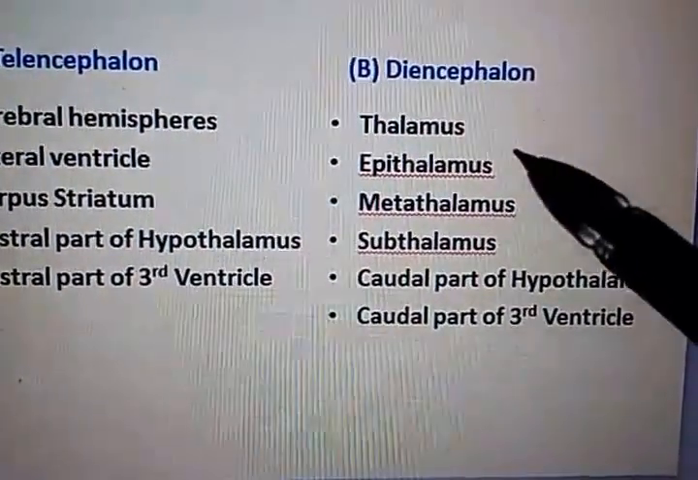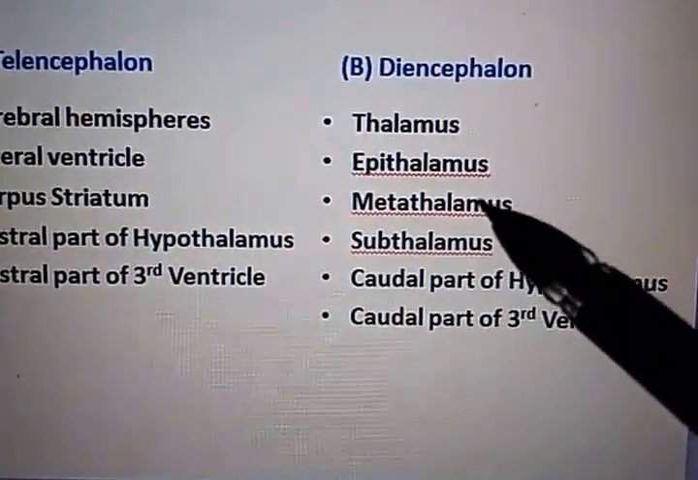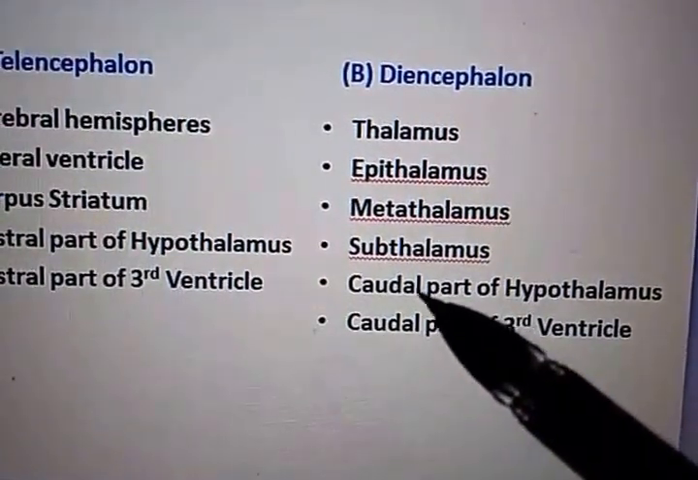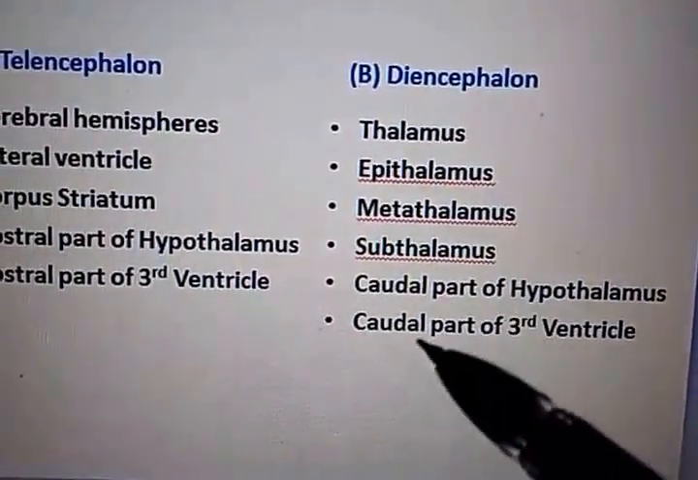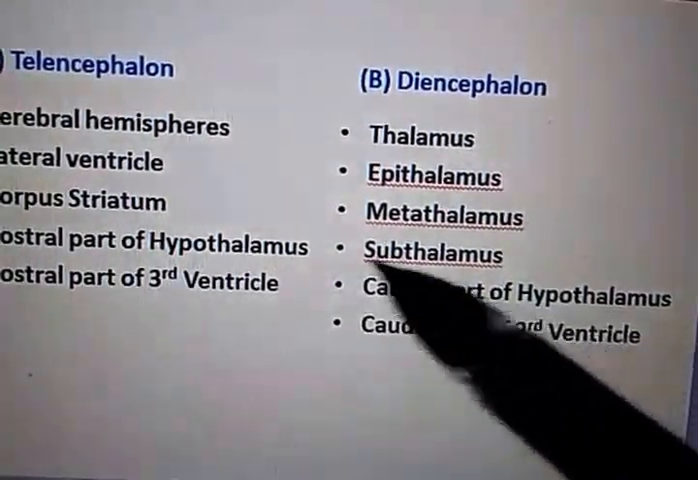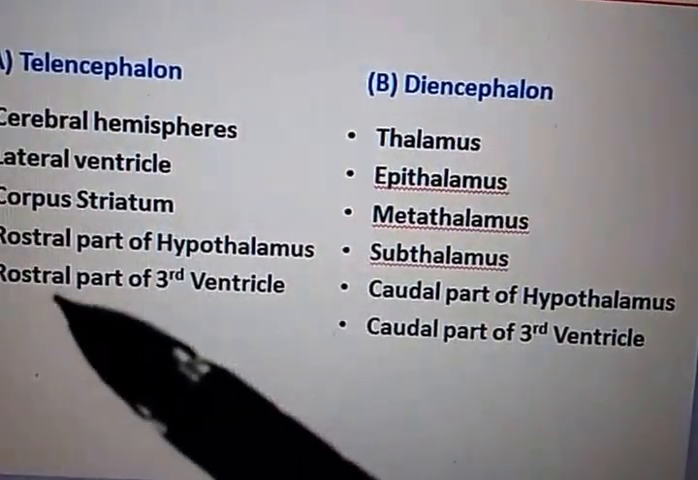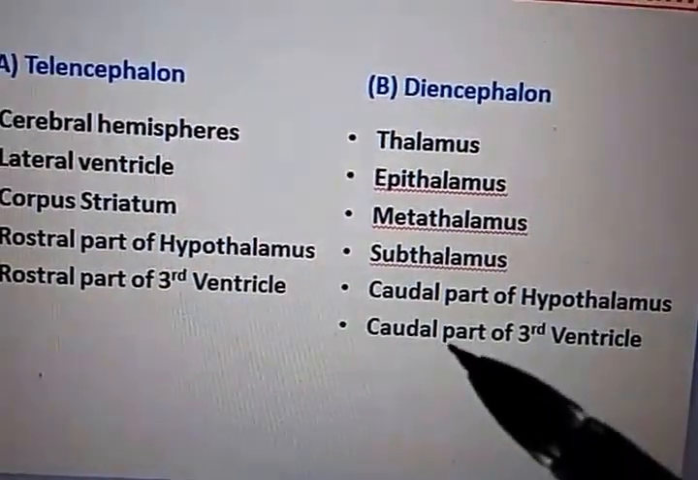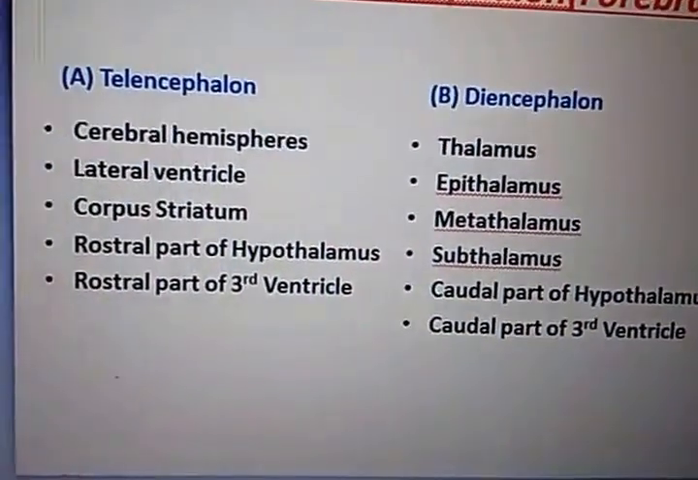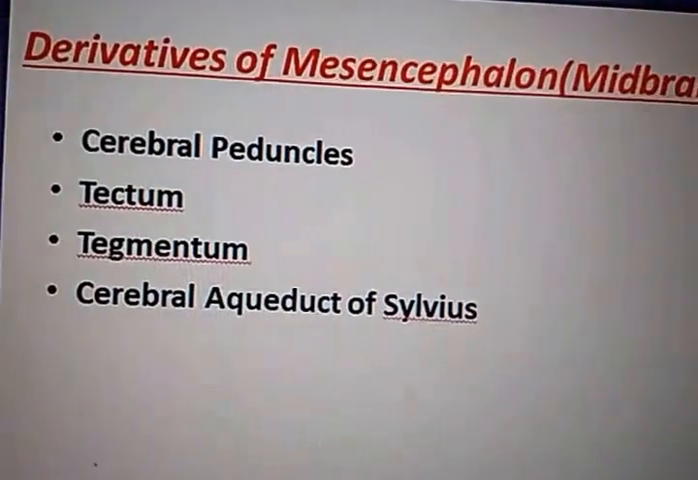Okay, and the second is diencephalon. It forms thalamus, epithalamus, metathalamus and subthalamus, along with the caudal part of hypothalamus and caudal part of third ventricle. Keep in mind that hypothalamus is formed from both telencephalon and diencephalon, rostral parts from telencephalon and caudal parts from diencephalon. Okay, after prosencephalon comes the mesencephalon.